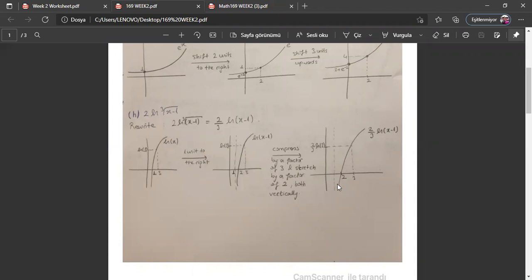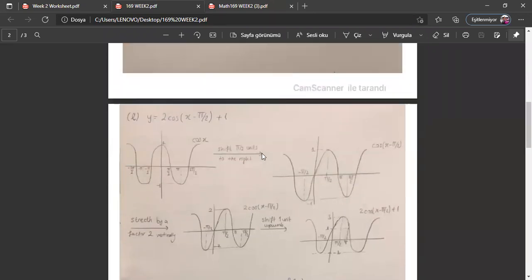We cannot see the difference without noting these points, of course. So for example, ln of x at x equals to 3 gets the value ln of 3, and ln of x minus 1 at x equals to 3 gets the value ln of 2. It was ln of 3 at first, and ln of 2 now. Now what do we have at the point x equals to 3? We have 2/3 ln of 2. Okay.